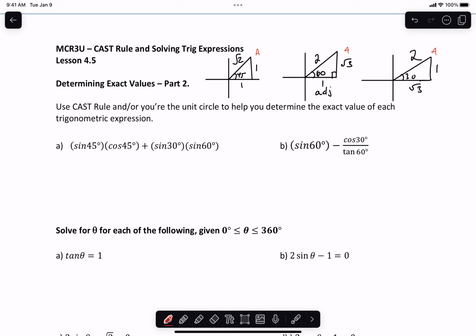So what I'm going to do is just evaluate each component individually and then do the math that it's asking me to do. So 45 is this triangle here, and I need the sine of 45. Well, that looks like opposite over hypotenuse, right? And so I get, for the sine of 45, this is going to be 1 over root 2. The cosine of 45 is also 1 over root 2.